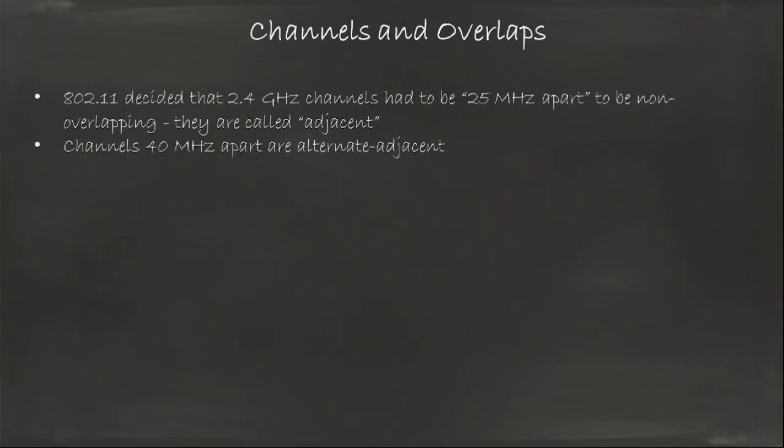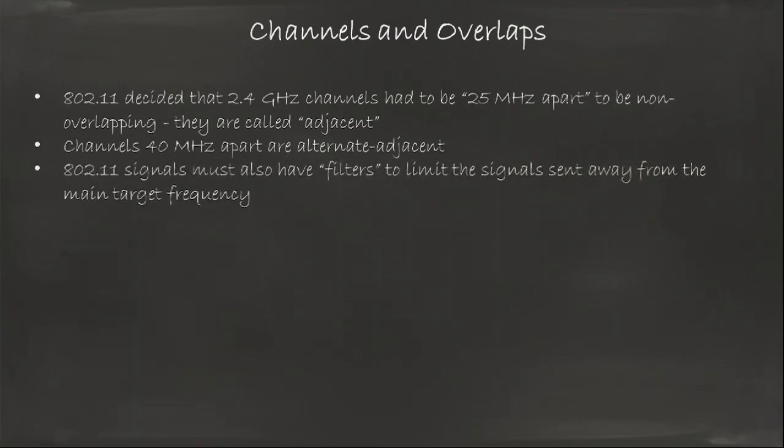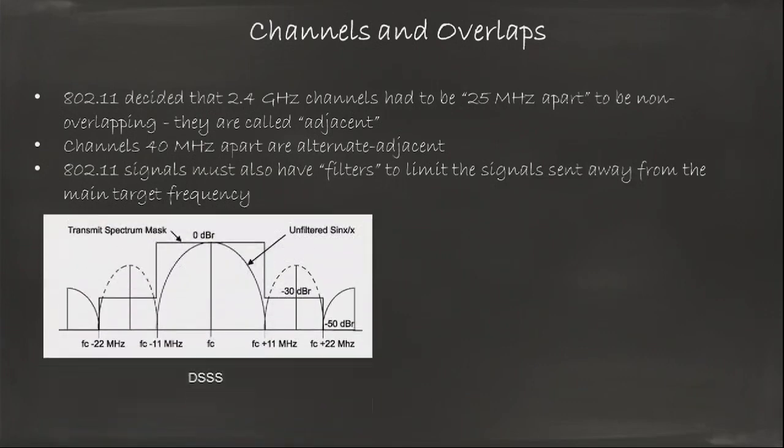And there is another term that says if channels are 40 megahertz apart, they are alternate adjacent. That's a name that you find less often, but that's also something you find in the 802.11 protocol. And the reason why we talk about 25 and 40 megahertz apart as making sense is because signals are filtered as they are being sent by transmitters and received by receivers. And it looks something like this.